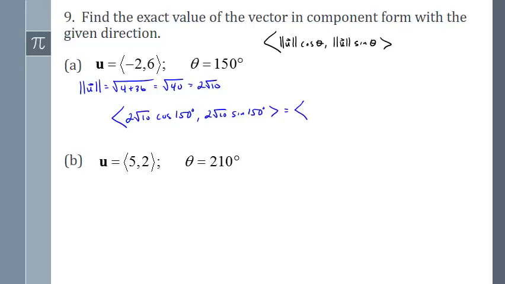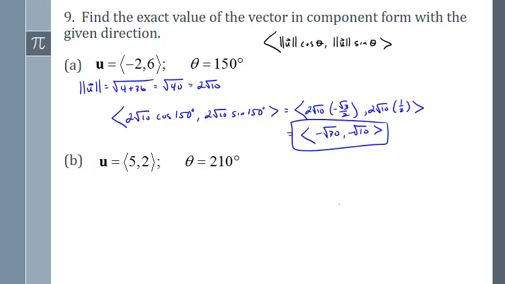150 is in quadrant 2, so cosine should be negative: 2 rad 10 times negative rad 3 over 2, and 2 rad 10 times 1/2. So I get negative rad 30 and rad 10. That is the component form of vector u in the direction of angle 150, or some other vector in the direction of 150 degrees. All right, b, same thing.